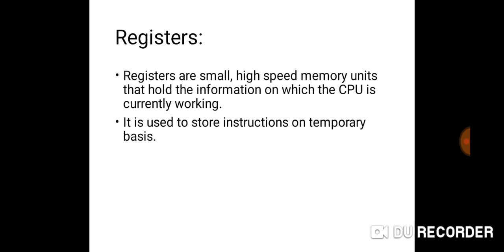Now, dear students, coming towards registers. What registers are? Registers are small high speed memory units. These units hold the data and the information on which the CPU is currently working. That means the data, the information, the instructions on which the CPU is currently working, those are stored in registers, and that is why it is used to store instructions on temporary basis.